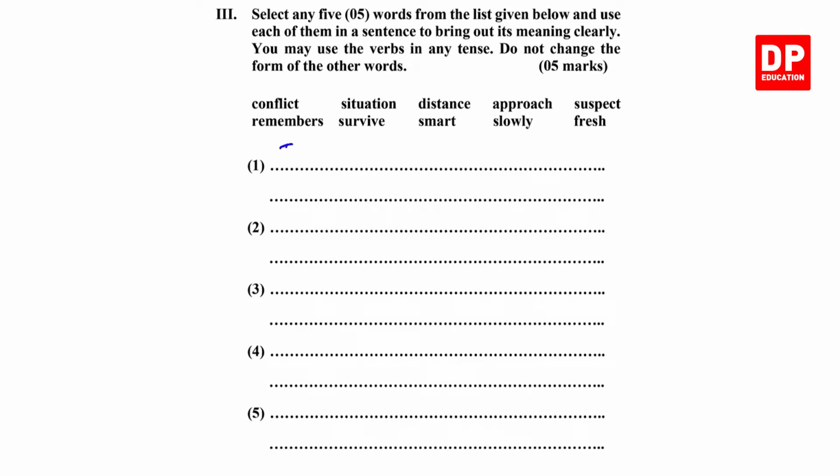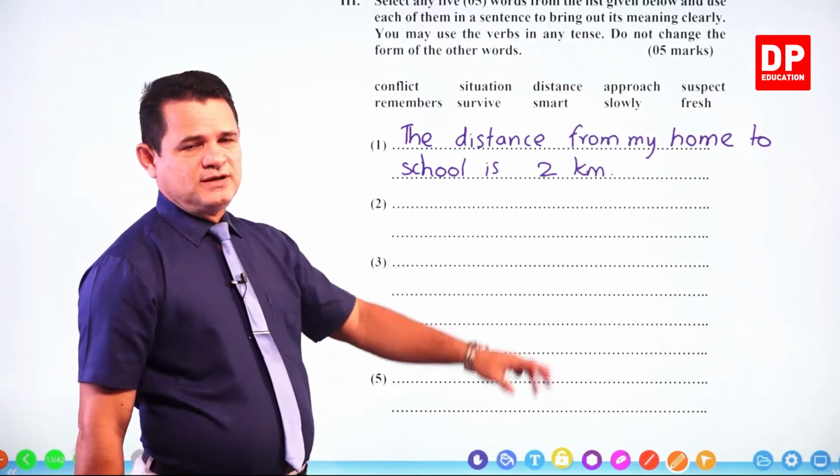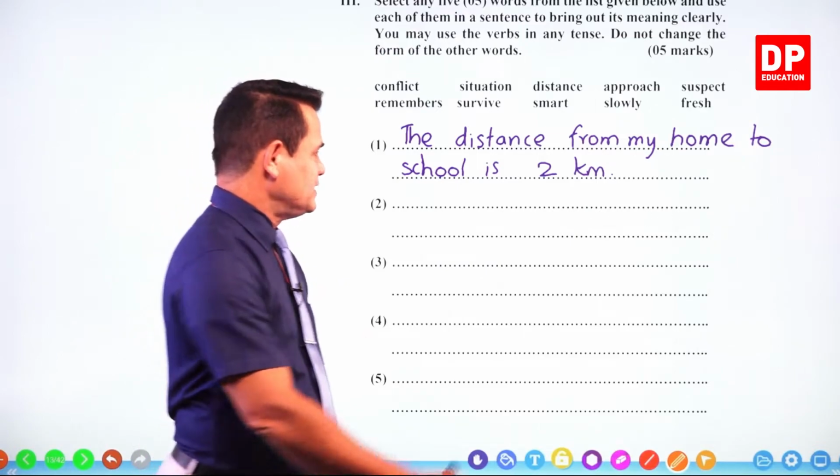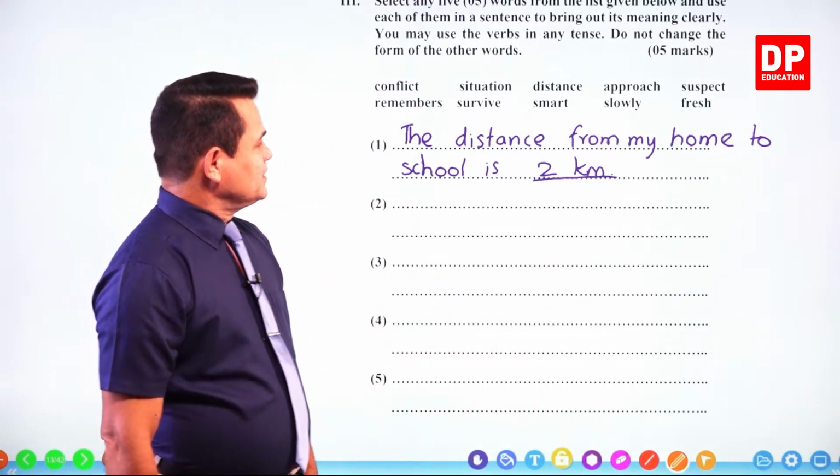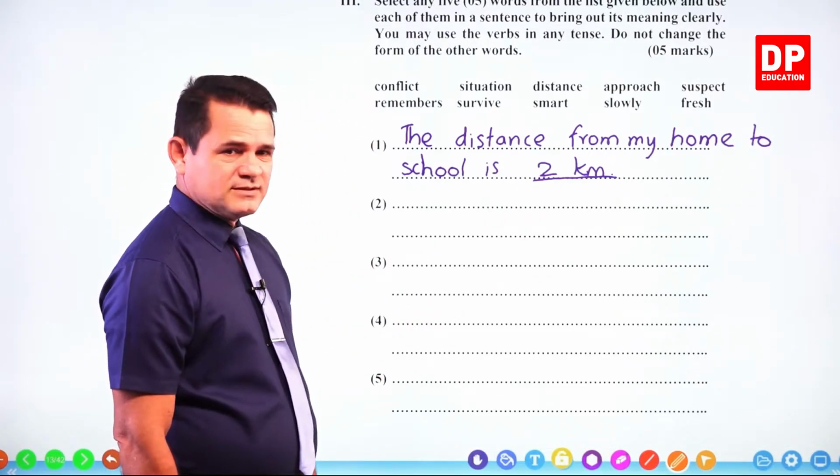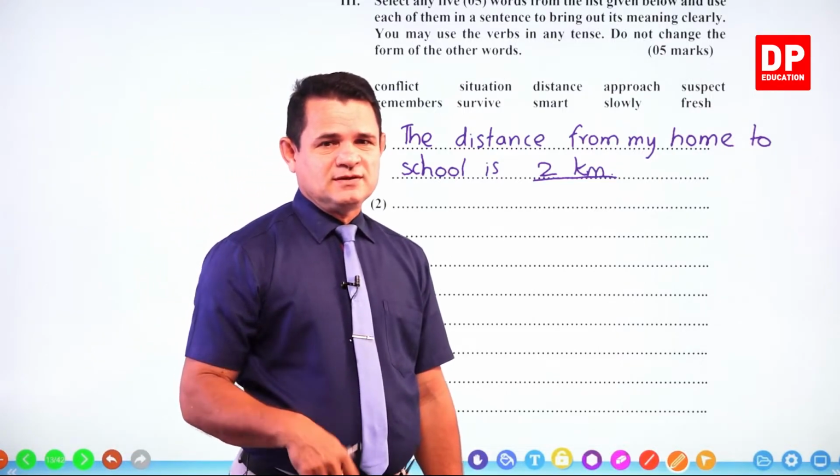Okay, distance. The distance from my home to school is 2 kilometers. You can write kilometers, or 5 kilometers, or 1 mile, any distance you like. The distance from my home to school is 2 kilometers or 5 kilometers or 2 miles or 100 meters.